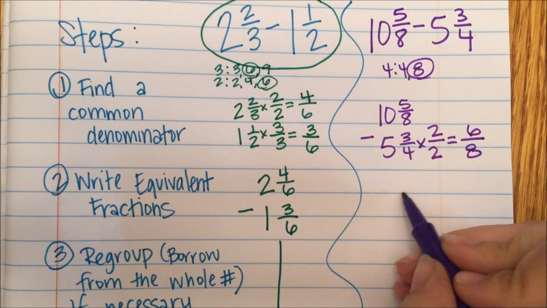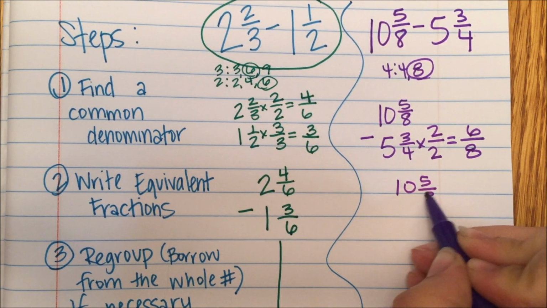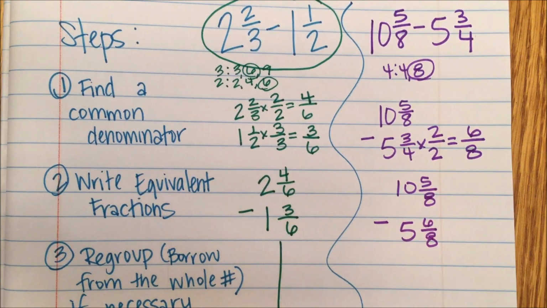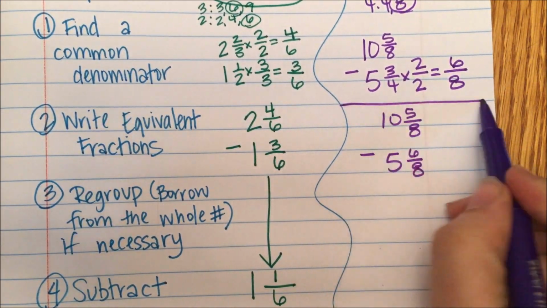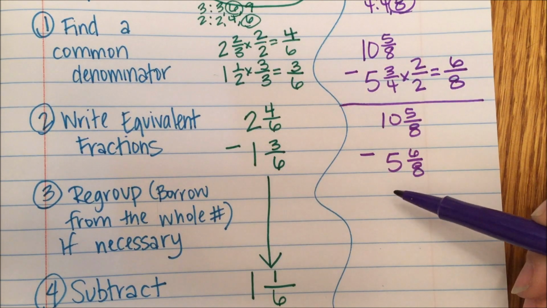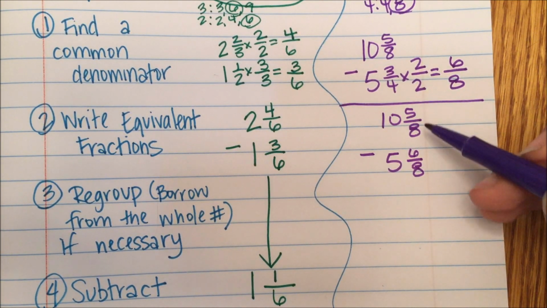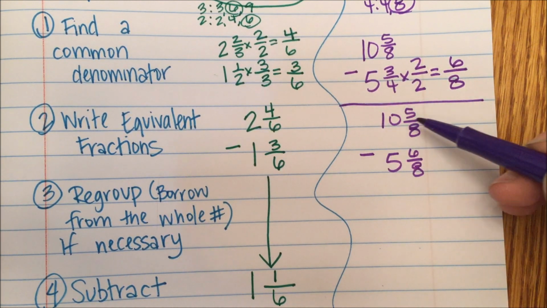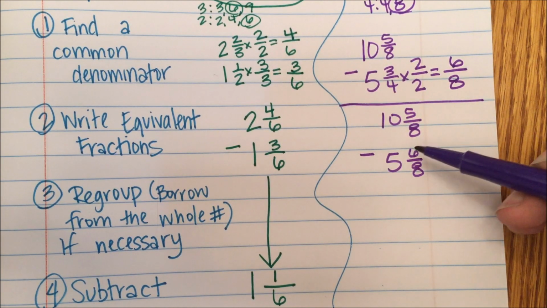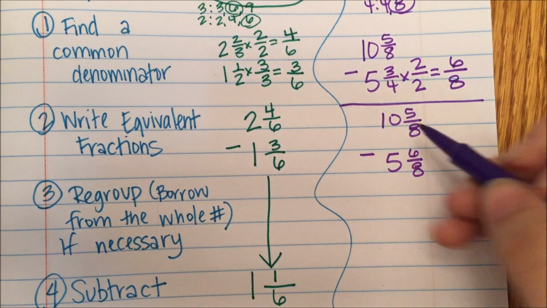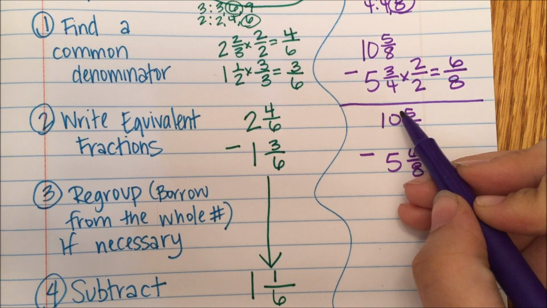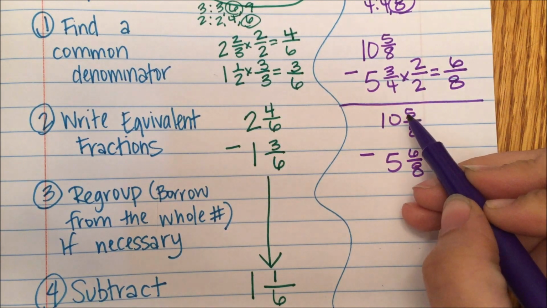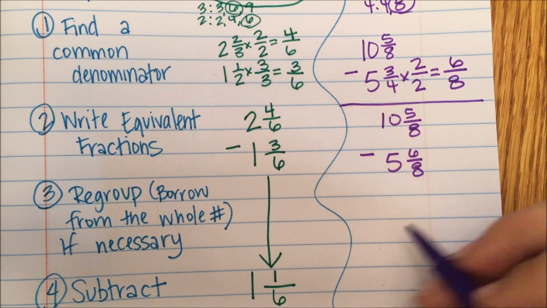So now I've got 10 5/8 minus 5 6/8. Here is where the regrouping comes in, because you can do 10 minus 5, definitely, but you can't do 5 minus 6. So we have to borrow from our whole number to make this numerator larger so that we can subtract the bottom numerator. How are we going to do that? We are going to regroup our whole number and change it to more 8s. So we're going to have 1 whole made up of 8s.